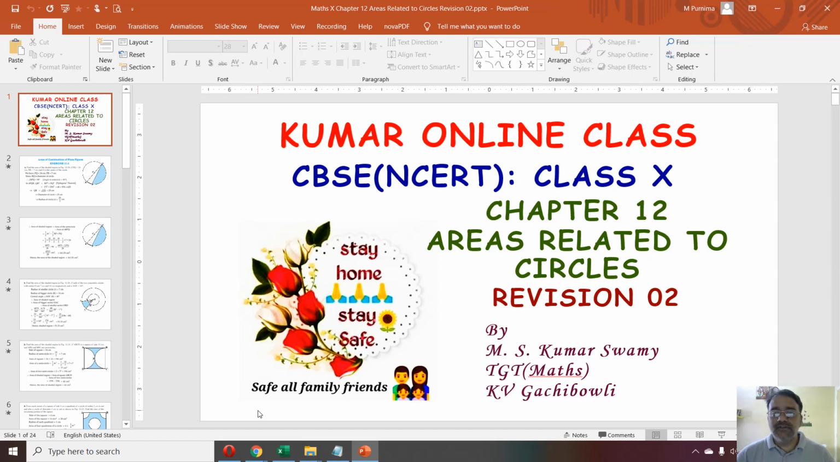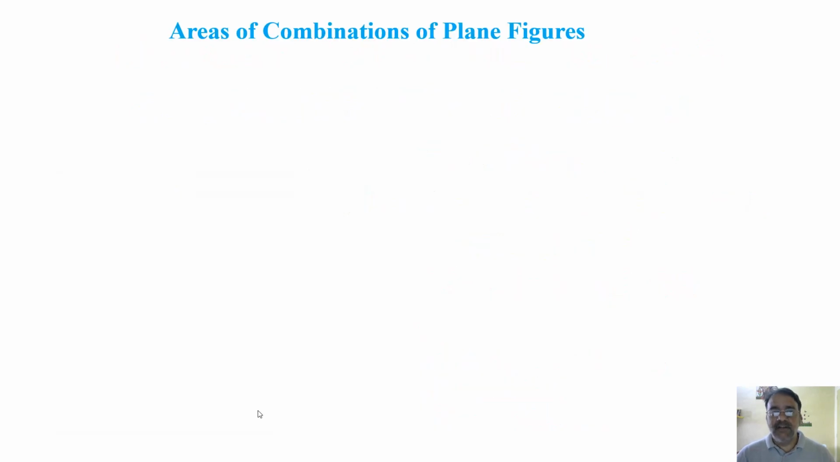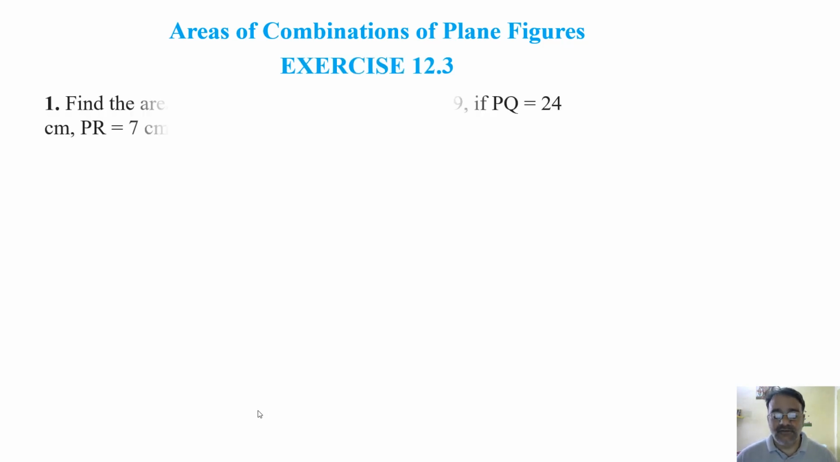So today we are going to start revision 2 of chapter number 12, areas related to circle. We have completed two exercises, important questions from two exercises. Now only one exercise is left, and that I'm going to complete today. In the third revision, I will take up all the CBSE previous years board exam questions. So let us start with the first question of 12.3.